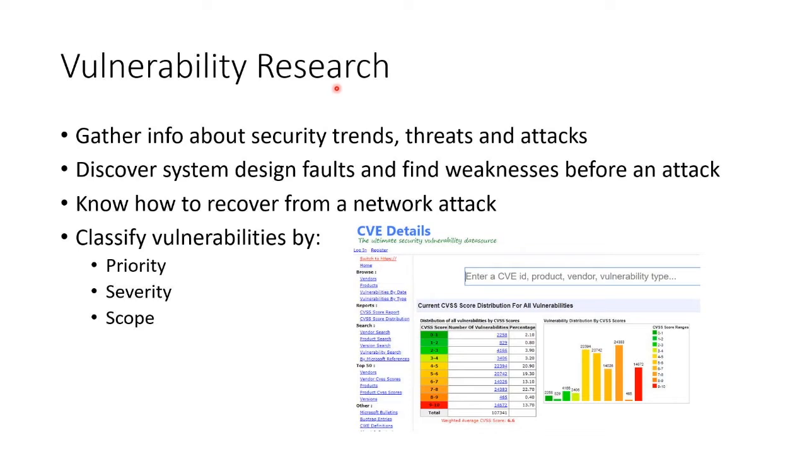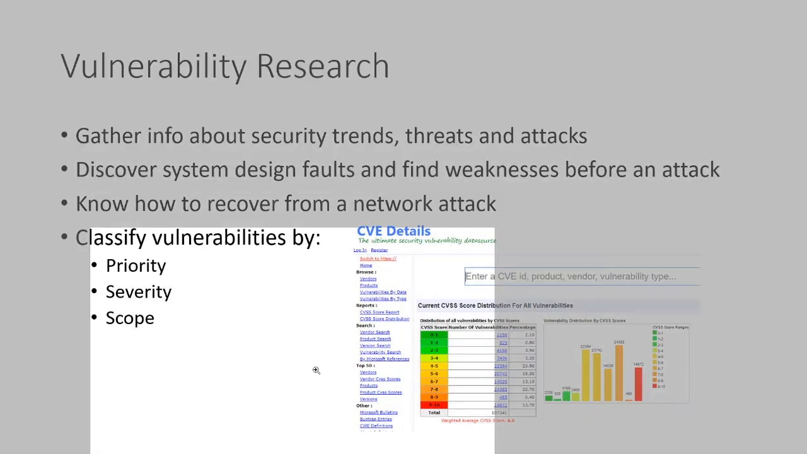In order to stay on top of things, as a security administrator, as a security professional, as an ethical hacker, you need to stay on top of the latest trends, threats and attacks. So you need to be able to do vulnerability research. You need to be able to discover system design faults and find the weaknesses before the attack, as well as know how to recover from an attack. Vulnerabilities are typically classified by their priority, their severity, and their scope, how widespread they are.